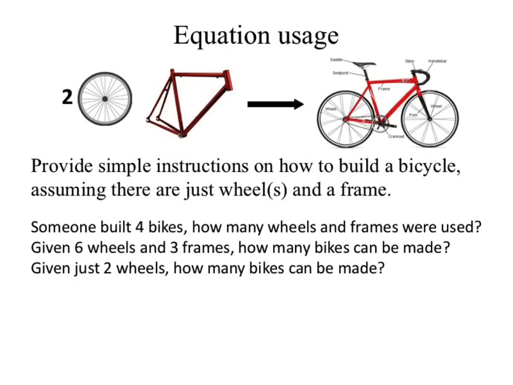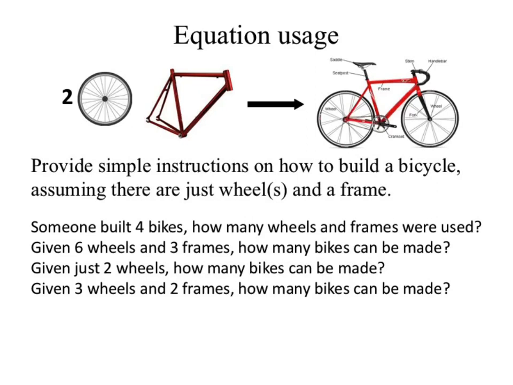Okay? Given 3 wheels and 2 frames, how many bikes can you make? Okay? How did you come up with 1? If I have 2 frames, I would make 2 bikes. I don't have enough wheels to support that. So what I'm doing is running these simultaneous calculations and seeing how much could be produced out of it. Well, wouldn't 3 wheels produce 1.5 bikes?